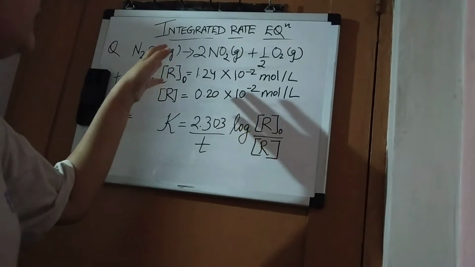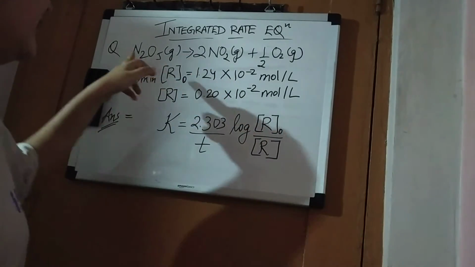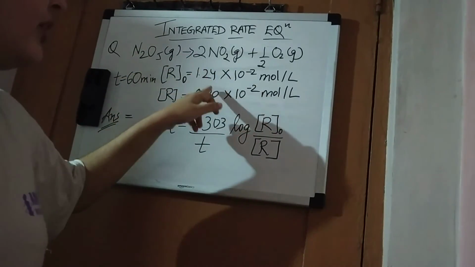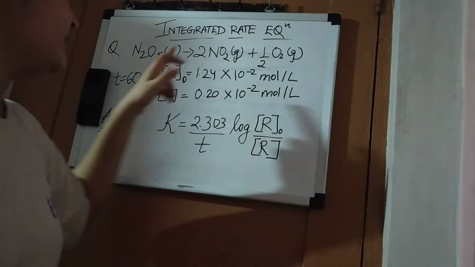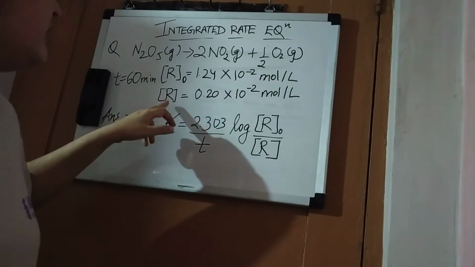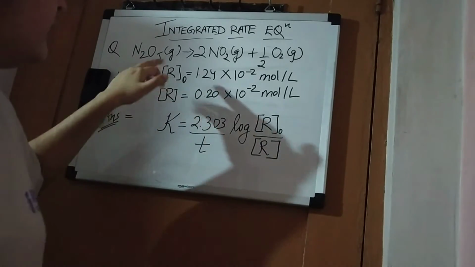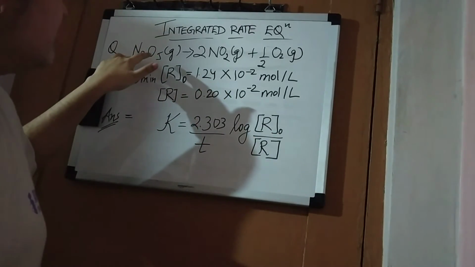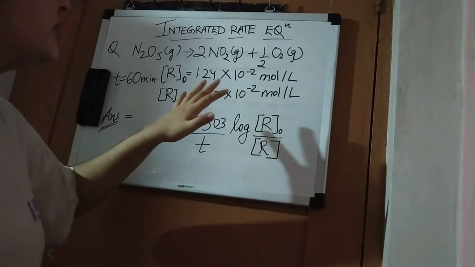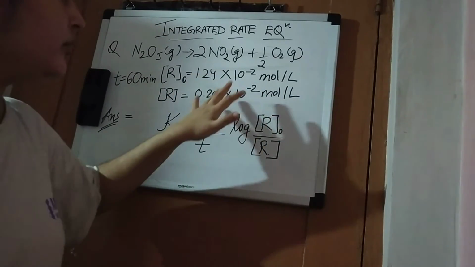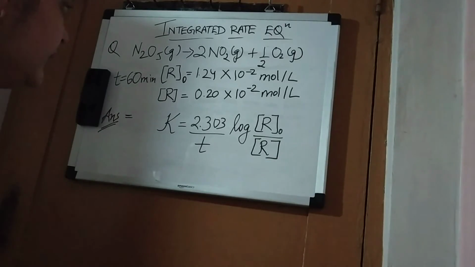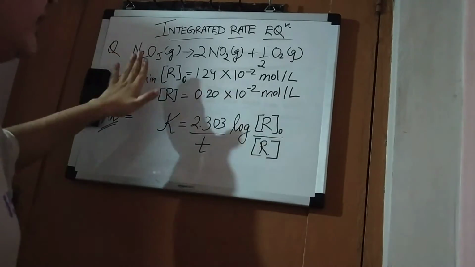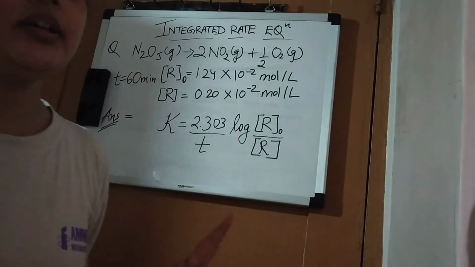Given is the initial concentration of reactant, that is N2O5, is 1.24 × 10^-2 mole per liter, and the final concentration, that is after 60 minutes, the reactant concentration, that is N2O5 concentration, is 0.20 × 10^-2 mole per liter, right? They are asking for the rate constant at 318 Kelvin.